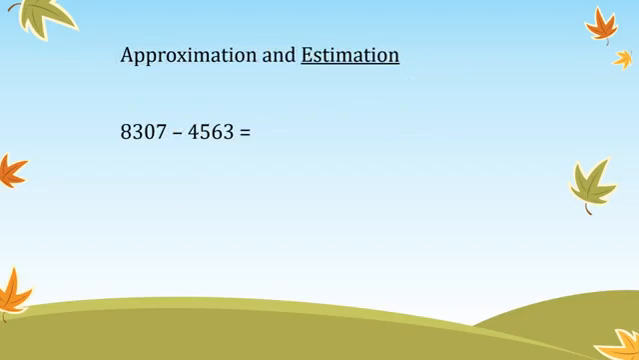Now let's see how estimation works. Well, we do the same thing. If we are going to round up these numbers to the hundreds place, both of them we're going to round up to the hundreds place. Right? So now we look at the number we have. So now it's 8,300 minus 4,600.